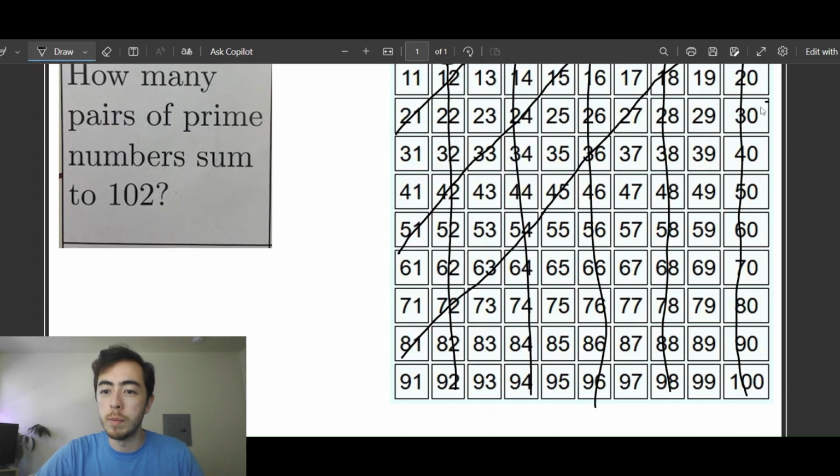And I think it'll probably be easiest to now start on the right side, because I can see that 30, 60, and then 90 are all pretty easy multiples of 3 to find. And I think that's all of them.